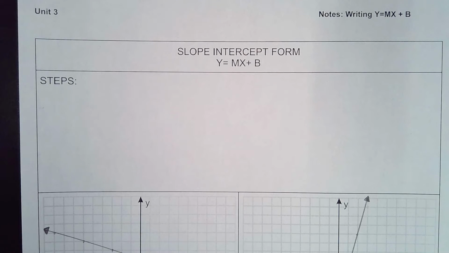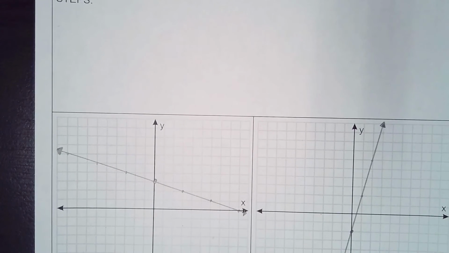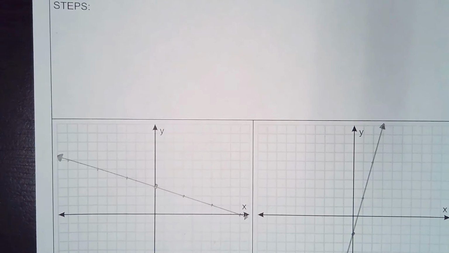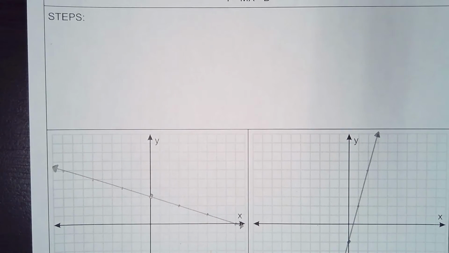Today we're going to be continuing to talk about linear equations, and we're going to be writing our y equals mx plus b equation, given a graph. So we're going to be given a graph like we see down here. Then from that graph, we're going to write the equation. So just like our previous lesson, let's write our steps out here.